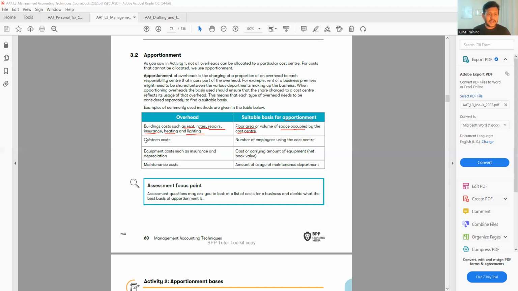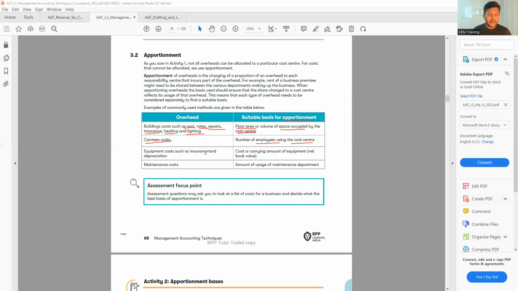For the canteen cost, we can look at the number of employees using the cost center. That means how many people are eating from this canteen, or how many meals. Based on that, we can find out how much the canteen cost is per meal or per person.